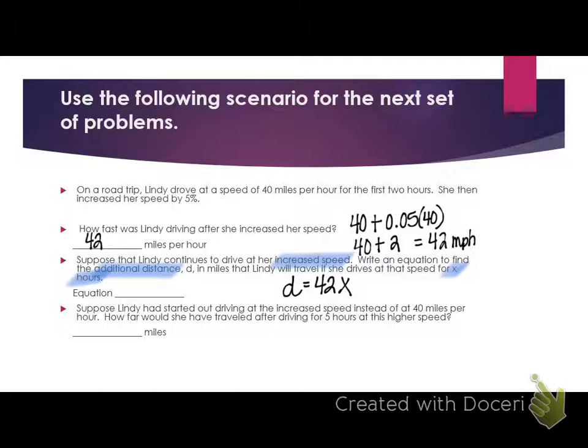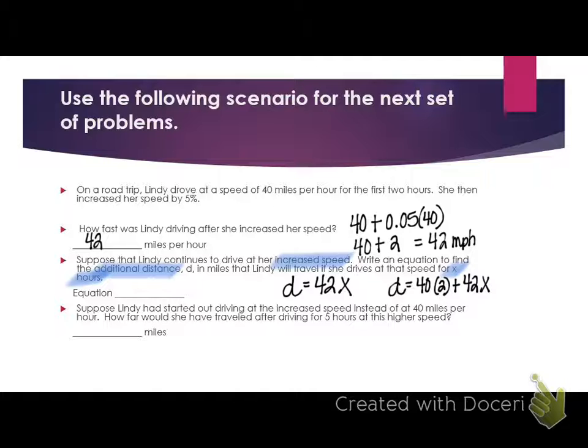This is all that you need to come up with, but we could figure out her total distance by saying that her distance would be 40 miles per hour for 2 hours plus the additional 42 miles per hour for X hours. That would give us her total distance. Either of these would be acceptable equations here.